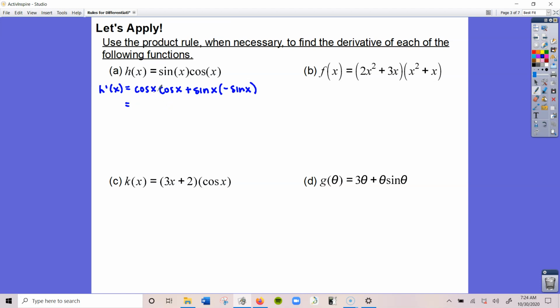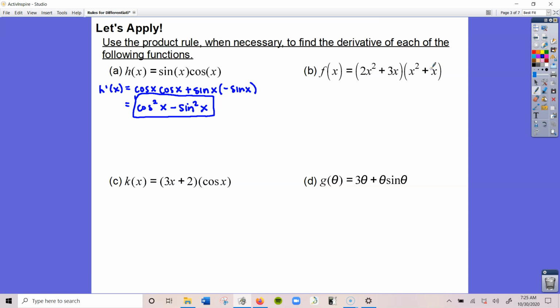We can simplify this a little bit. Cosine times cosine is cosine squared x, and sine times negative sine is a negative sine squared x. And this would be my answer. There's really nothing else you can do from there. If you could simplify, you would, but you can't. Okay, so now we're going to go ahead to B.